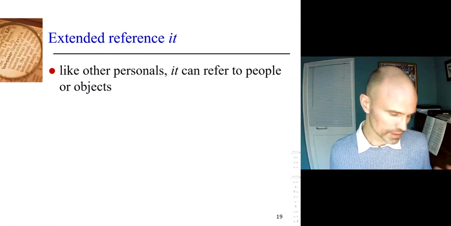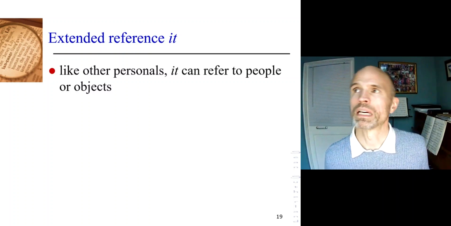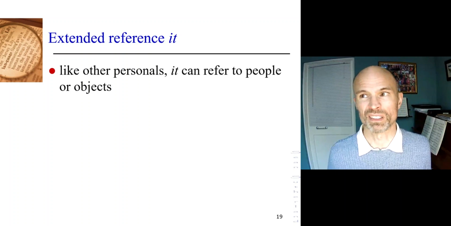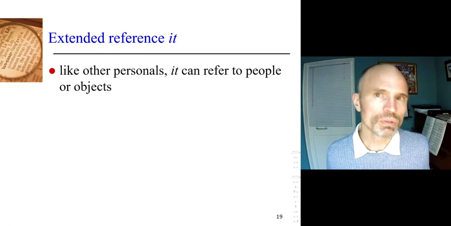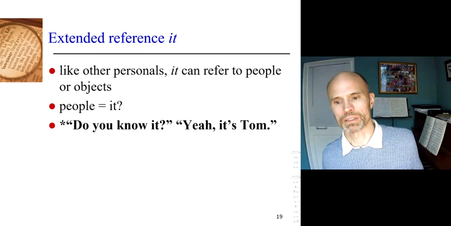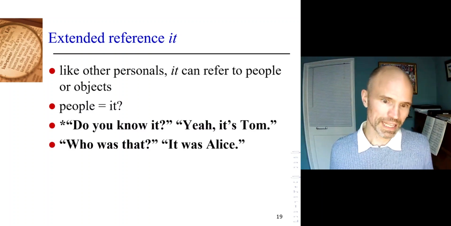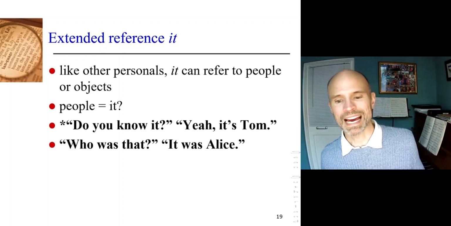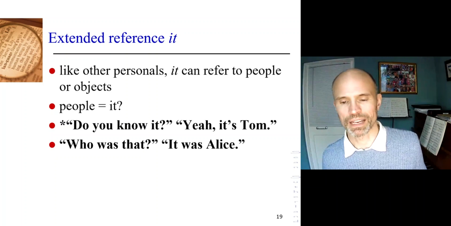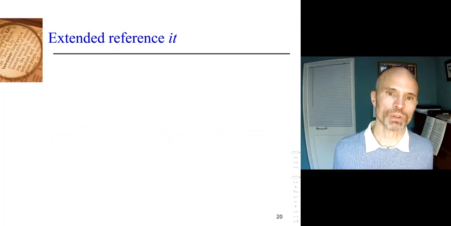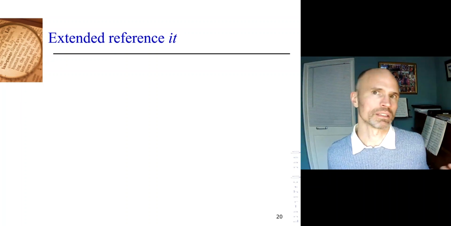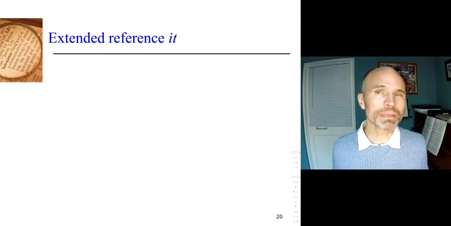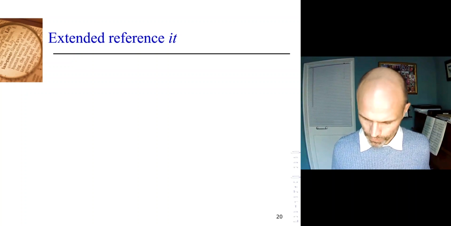It can refer to people. It's called a personal reference. It sounds weird, because of course it would be rude to say, do you know it, when you should say, do you know her, do you know him? But we do it sometimes. You say things like, who was that? It was Alice. So here you've called Alice it, and that doesn't seem rude. And on the telephone, you say, who is it? And the other person doesn't say, don't call me it. So sometimes it is okay for people.